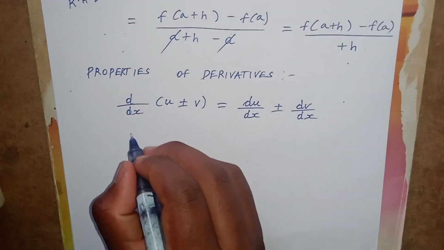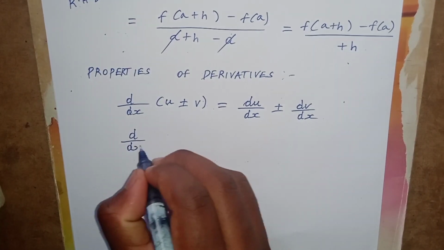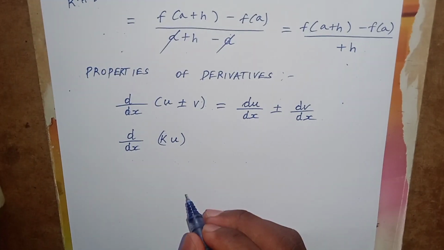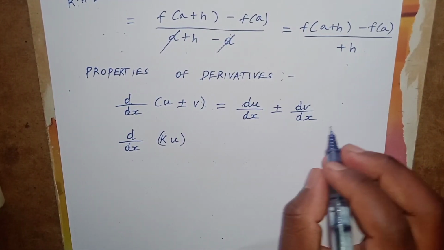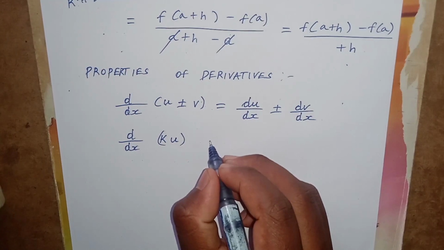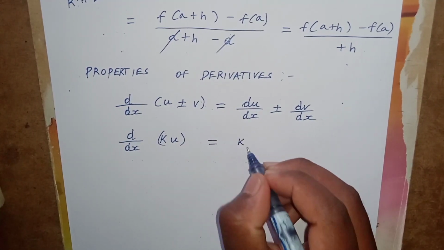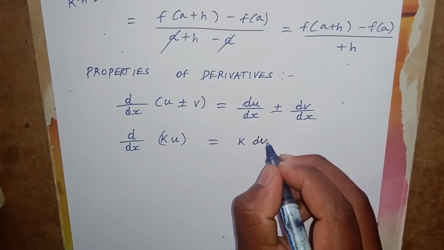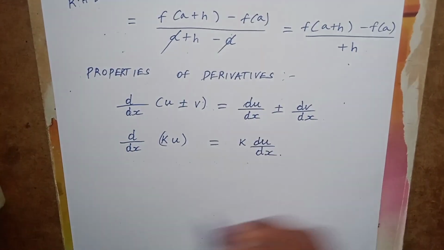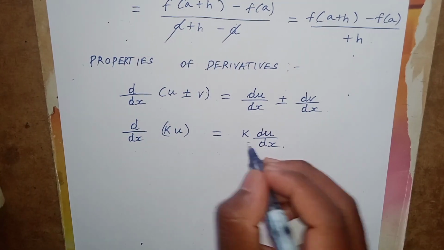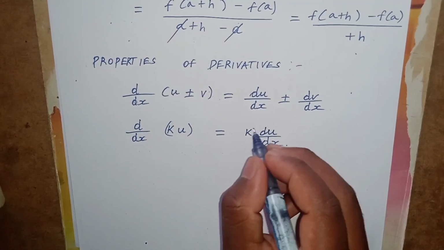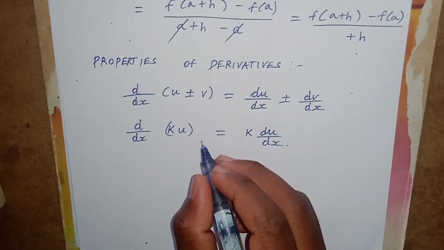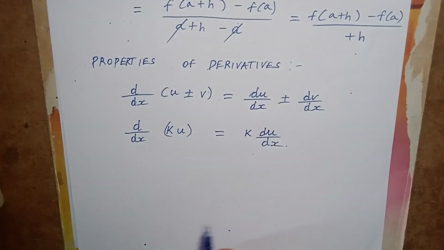Similarly, d by dx of k u. Here k is a constant, any real number like 1, 2, 3. The k should be kept outside, therefore k times du by dx. The constant cannot be differentiated, so keep it as a constant, and we differentiate only u, giving du by dx.